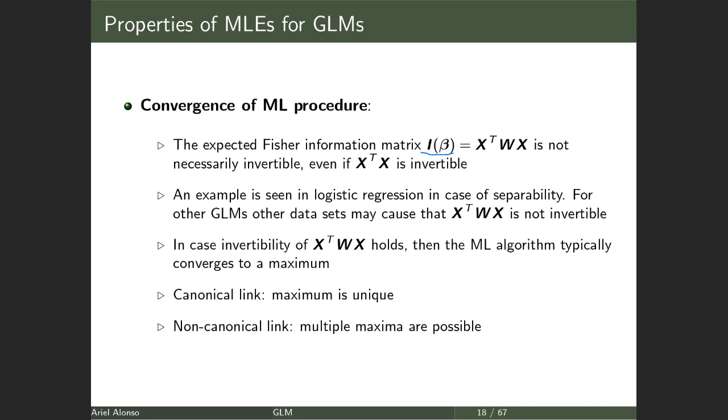Now, if you have that these matrices can be inverted and you use the canonical link, then you know that the maximum likelihood algorithm converges to a maximum. With the canonical link, the maximum is unique. If you have a non-canonical link, then you may have multiple maxima, and you need to be a little bit more careful that you choose really the global maximum. But if you work with the canonical link and the Fisher information matrix can be inverted, then there is a maximum and it's unique.